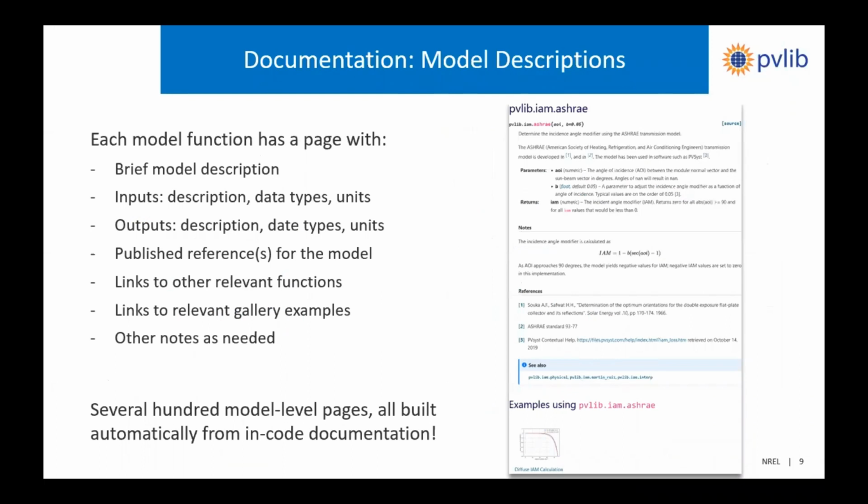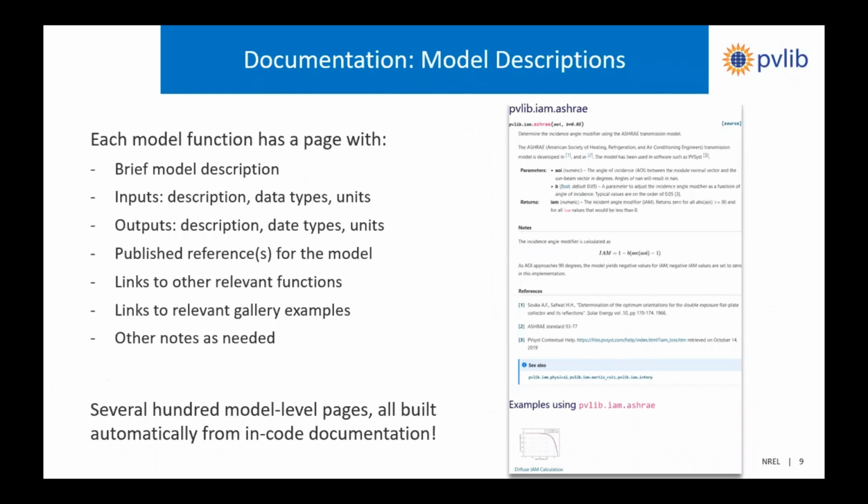We also include links to the scientific references for the model. And so every model in PVLib is based on some paper somewhere. We link to that. We also link to any kind of review papers or validation papers that are also relevant. And finally, there's a lot of cross-linking in the PVLib documentation where we might link to other related functions that you might be interested in.